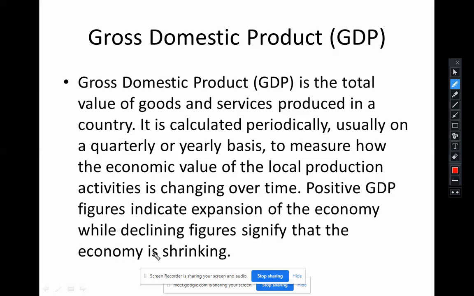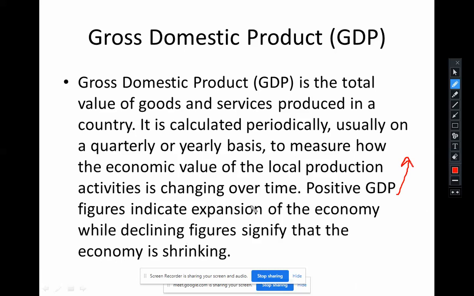This is the result. This result is positive. When there's positive, what does it signify? It signifies that there's expansion in the economy already. But when it is negative, it signifies that there's a decline, or the economy is shrinking. So positive means up, right?